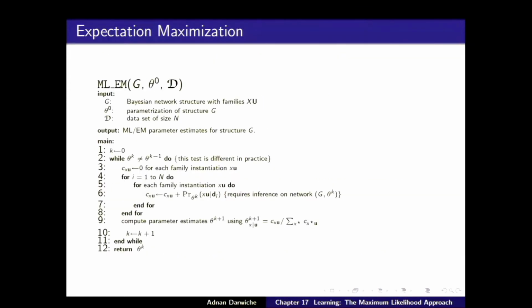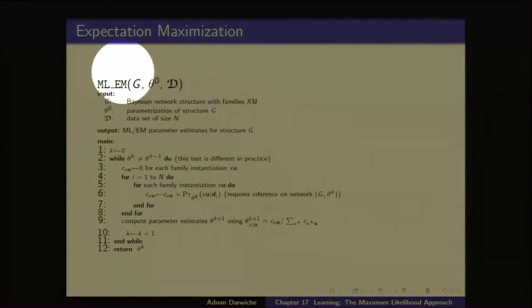Okay, let's look at the pseudocode and make a couple of observations. Here's the network structure. I'm starting with some initial parameters set as theta 0, and here's the data set. That's how we're starting, iterating from k equals 0. Line 2, what does it say? While the current parameters are not the same as the previous ones, do the following. This is not a very realistic test. If you do this, you'll probably never stop. This test is different in practice.